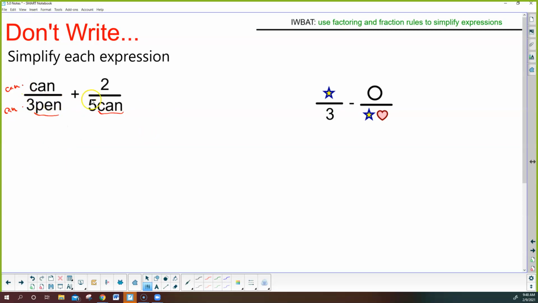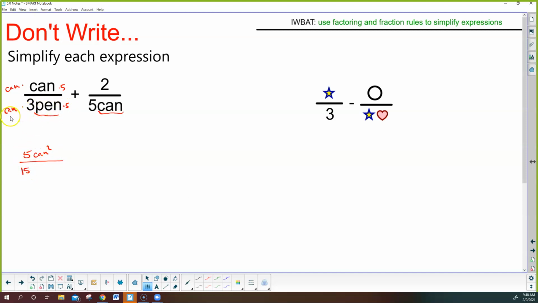But it also needs a 5. So I'm going to actually multiply it by a 5 as well. I don't have a ton of space here, so I'm going to multiply that by 5. And you're going to see, what do we get then? I get 5 times can times can. So this will be 5 can squared on top over 5 times 3 is 15.